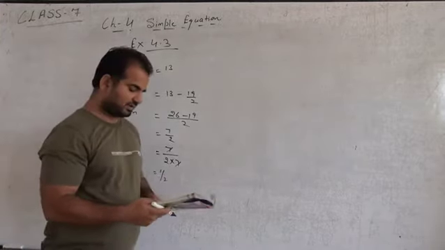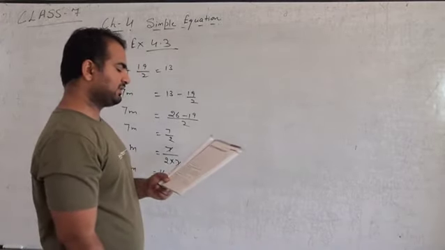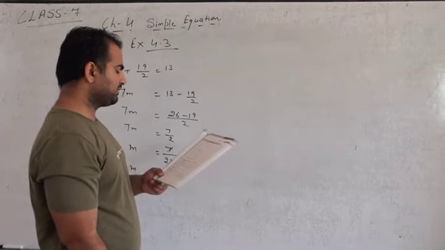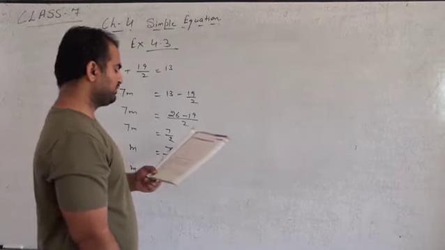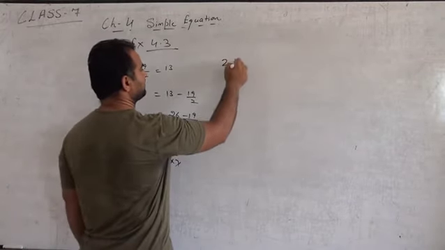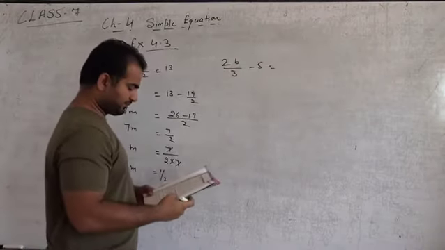Okay. Next is 6 plus z equals minus 2. So this is as easy as it was. Okay, I am doing question number J. 2b upon 3 minus 5 equals 3.